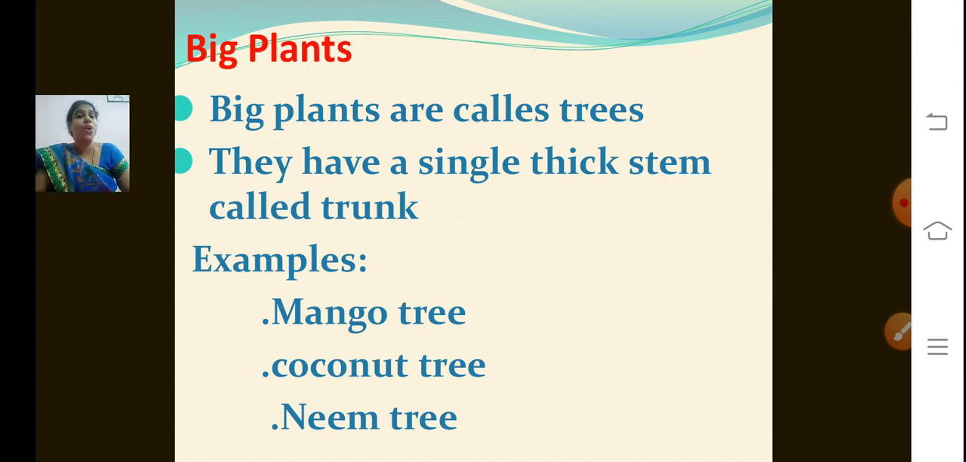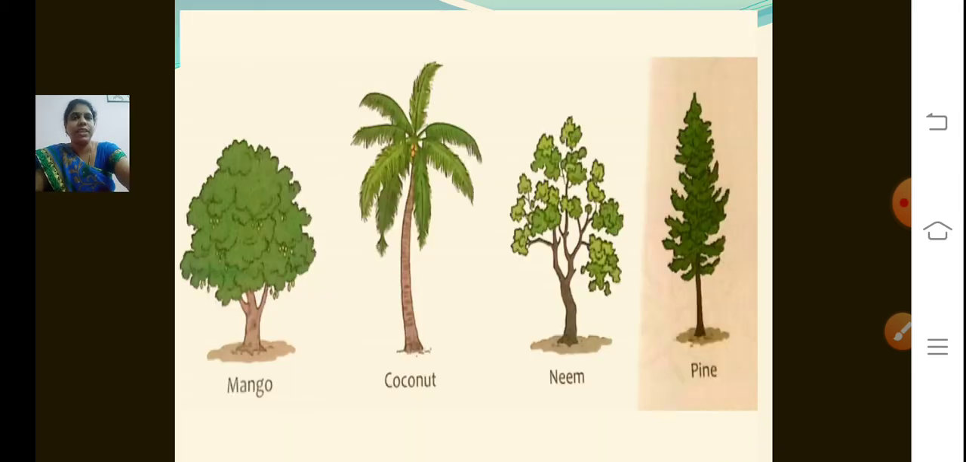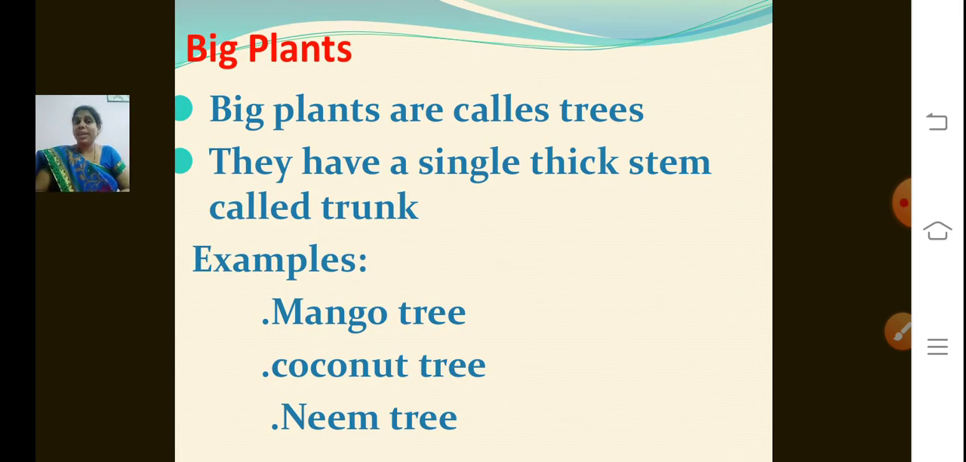Big plants are called trees. If you see a big plant, what do you call it? Tree, right? Just see, these are all very big. Mango tree, coconut tree, like that we call, right? So big plants are called trees.